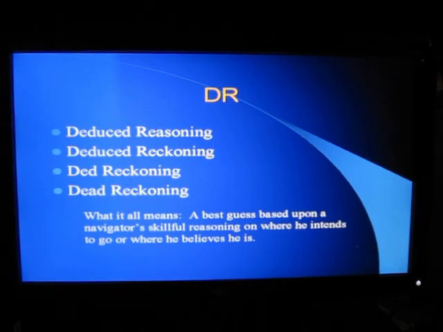Now, getting back to those other terms. DR, what does DR mean? Well, a long time ago, the best I understand it, it was originally deduced reasoning that altered over the years to become deduced reckoning, finally dead reckoning, and then today we call it dead reckoning. It's just a perversion of that original expression, deduced reasoning, and what it means is the best guess of where we're at or where we're going based upon the navigator's skillful reasoning on where he intends to go or where he believes he is. It's not a certain knowledge. It's the navigator's skillful reasoning, taking into account all he knows and all his experience to determine where he thinks he is and where he intends to go.